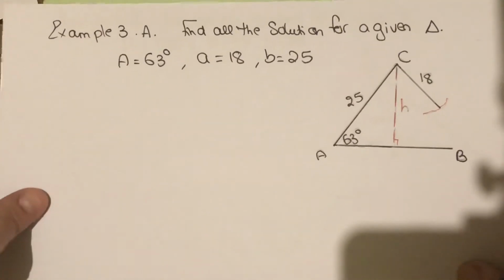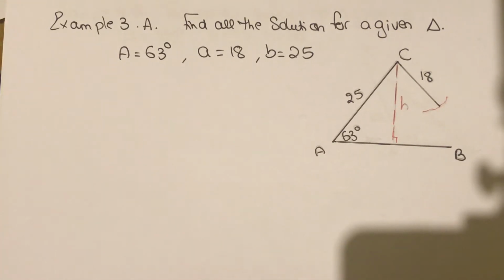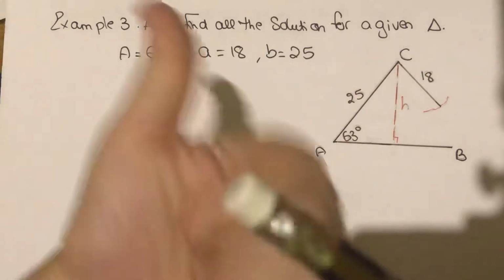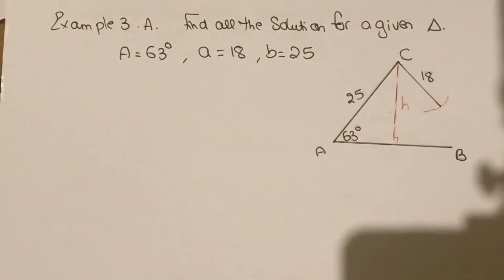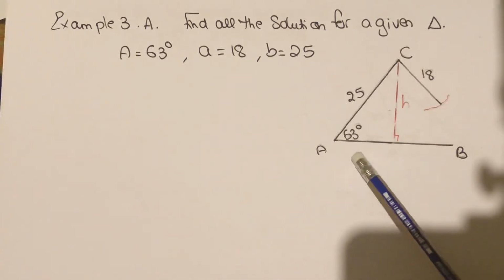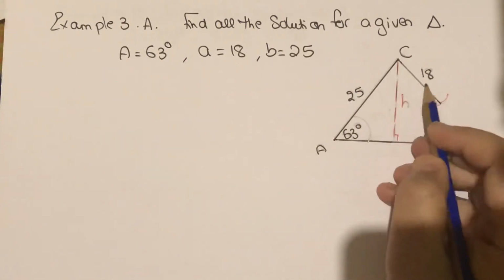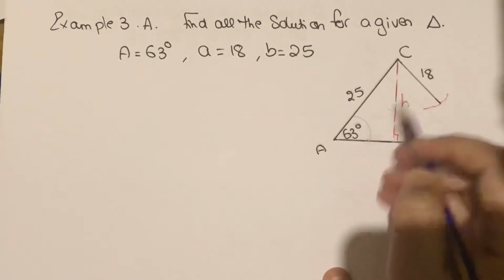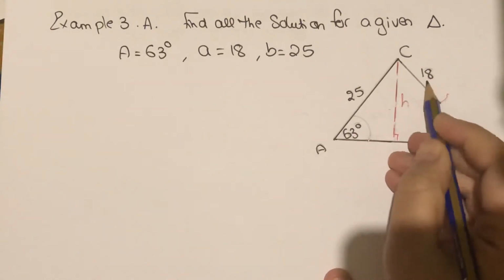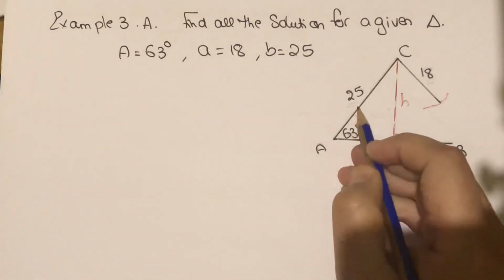You have in your PowerPoint example 3A: find all the solutions for a given triangle. First, we have to decide whether this is a no solution, a one solution, or a two solutions triangle. Now, what did they give me? Let's always pretend that this is A, B, and C. They gave me the measure of angle A, equal to 63. And they will give me the two sides: side, angle. They gave me side A, I made this drawing, side A equals 18. And they gave me side B equals 25.